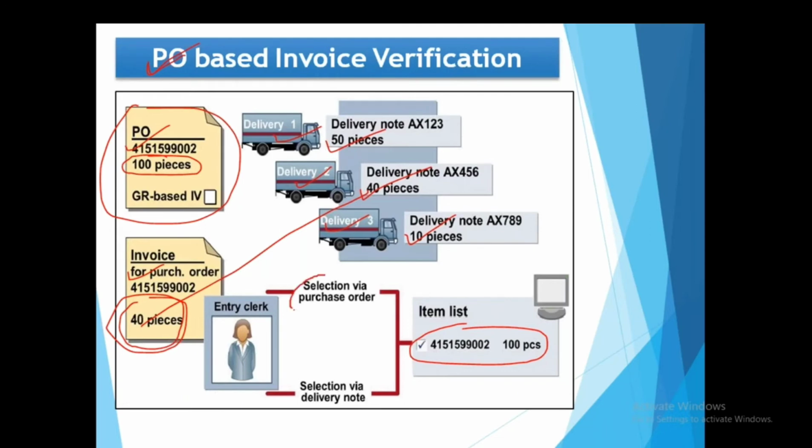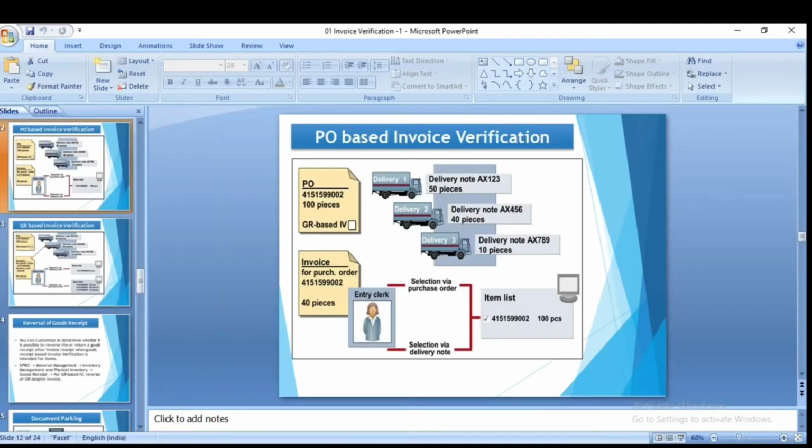Either you can do selection based on purchase order, or even if you select one of the delivery notes, the system will propose the entire quantity if you are going for purchase order based invoice verification. Now we will see this in the system. Okay, so let's go there.